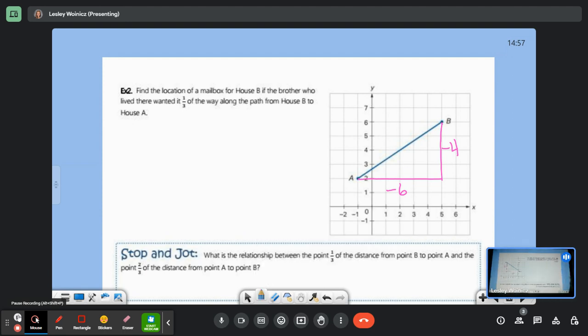All right, so last time we started at point A. Where are we starting this time? B. So we're going to use the point B coordinates, which are 5, 6. So here's for X. It's going to be 5 plus whatever. And then for Y, it'll be 6 plus whatever.